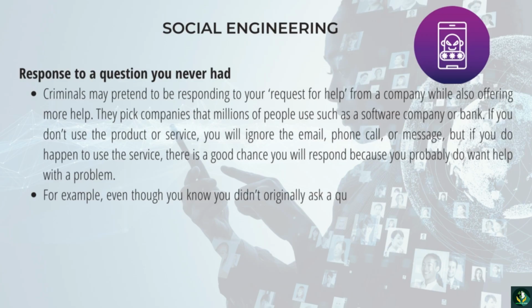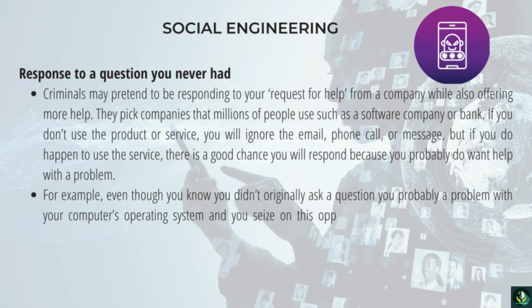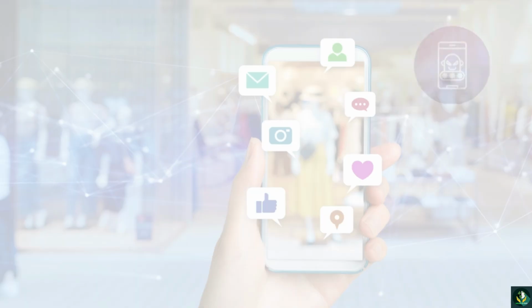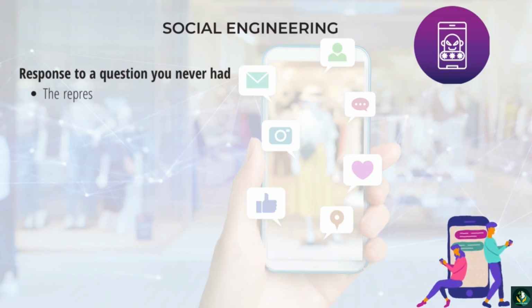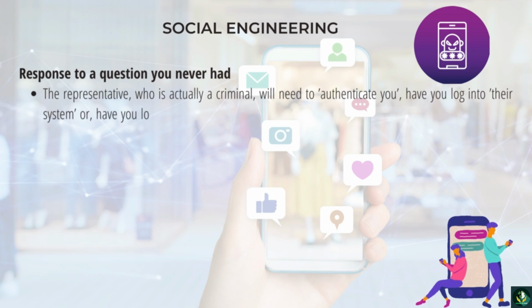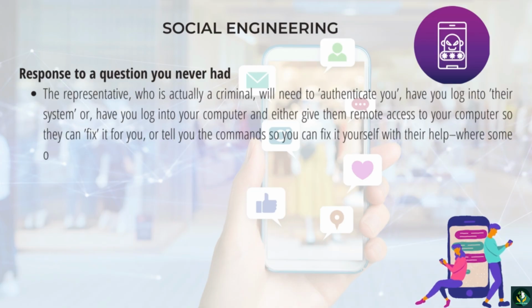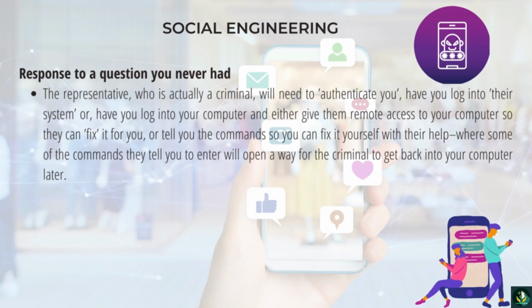For example, even though you know you didn't originally ask a question, you probably have a problem with your computer's operating system and you seize on this opportunity to get it fixed, for free. The moment you respond, you have bought the crook's story, given them your trust, and opened yourself up for exploitation. The representative, who is actually a criminal, will need to authenticate you, have you log into their system, or have you log into your computer and either give them remote access to your computer so they can fix it for you, or tell you the commands so you can fix it yourself with their help, where some of the commands they tell you to enter will open a way for the criminal to get back into your computer later.